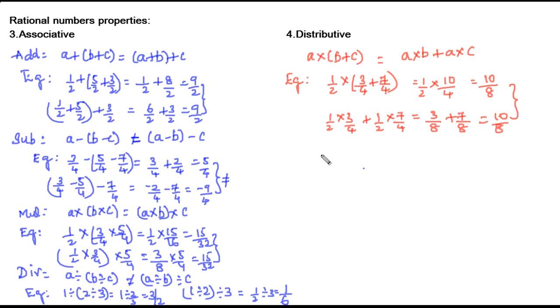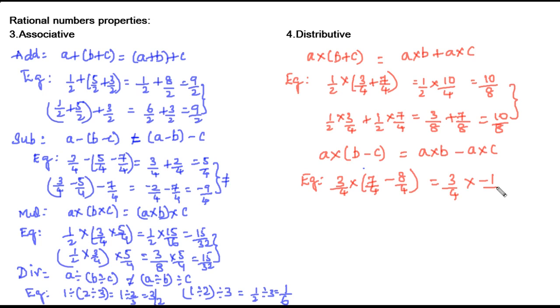In a similar way, we can verify distributive property of multiplication over subtraction, which is represented as a into (b minus c) is equal to a into b minus a into c. Let's consider one example. 3 by 4 into (7 by 4 minus 8 by 4), which will be equal to 3 by 4 into minus 1 by 4, or we can write it as minus 3 by 16.